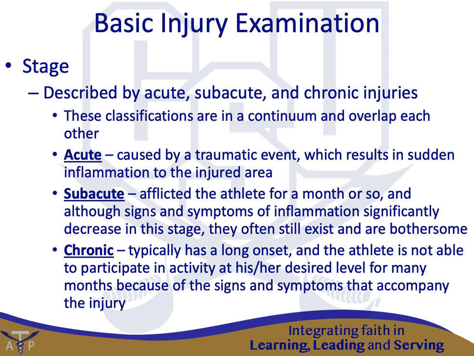Lastly, we have the chronic stage, and the chronic stage includes injuries that typically have a long onset. The athlete is not able to participate in activity at his or her desired level for many months due to the signs and symptoms that accompany the injury. These types of injuries require intervention and rehabilitation and take an atypical amount of time to heal.